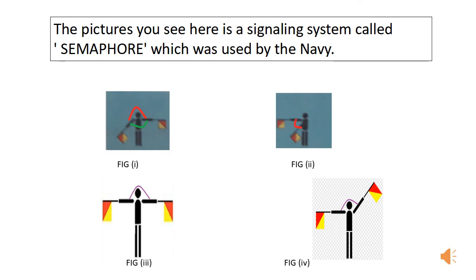Which angle is shown in figure 2? Okay, it is an acute angle. Now, the angle in figure 3, can you guess? Yes, it is a straight angle. And now, identify the angle in figure 4. Yes, correct. It is an obtuse angle.